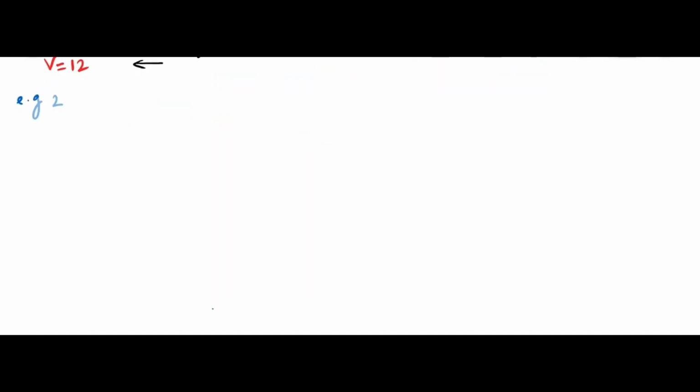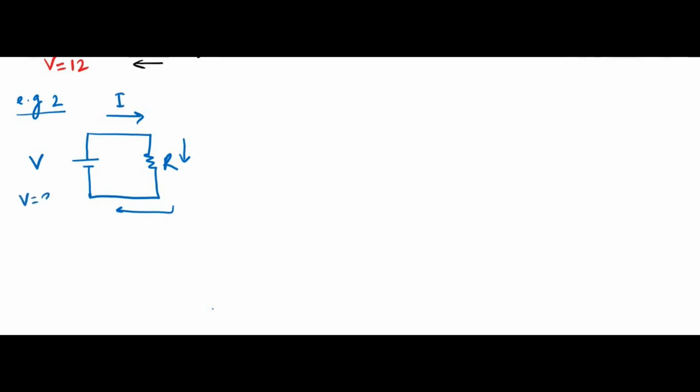Similarly, in example 2, same circuit we are going to see: voltage, resistance, this is R, this is V, and current flows in this direction. This is I. If voltage is 36 volt, current is 4 ampere, what is the resistance? By the equation R equal to V by I, voltage is 36 volt divided by I is 4 ampere. So resistance is 36 divided by 4 is 9 ohms.